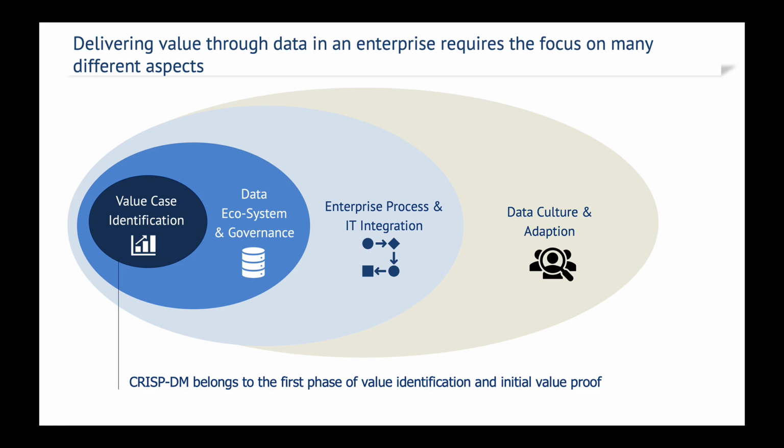The CRISP-DM is only one sub-part of the overall journey big enterprises are doing. Typically they have to focus on four major different aspects. Of course, you can model it in many more steps, but for me, four steps are of high interest. Number one, business first. It's all about value case identification or value case proof. And in this first pillar, the CRISP-DM also belongs to this first phase. So it's all about rapid prototyping, rapid identification, and proof of value. On top, large enterprises have to manage a data ecosystem from internal to external data and have a governance structure on top.